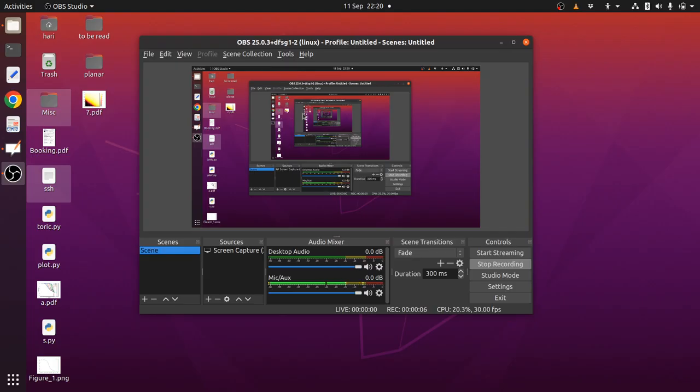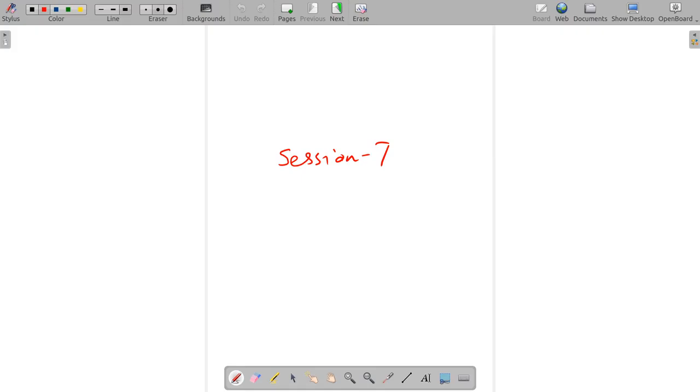Welcome to the seventh session of the GATE problem solving. So today I am going to discuss GATE 2021. This will be the part 1 for the GATE 2021.